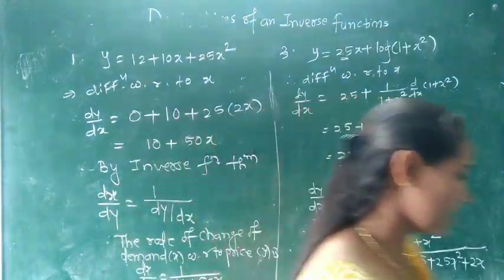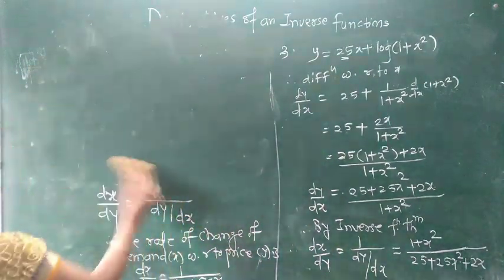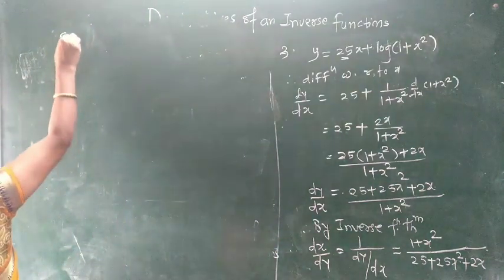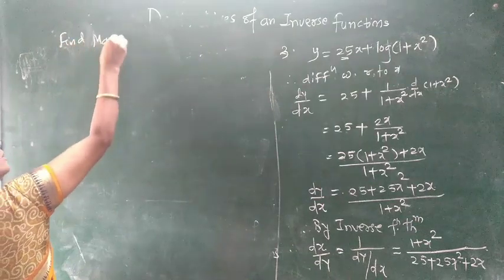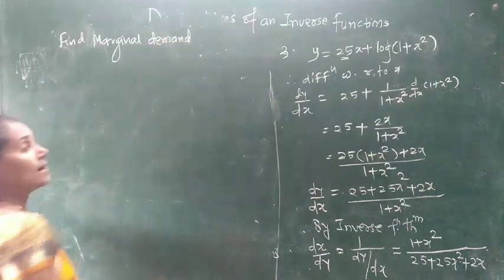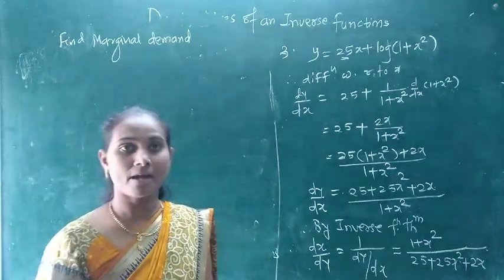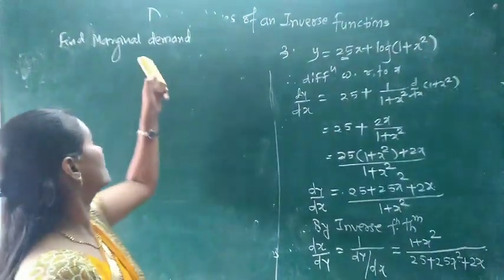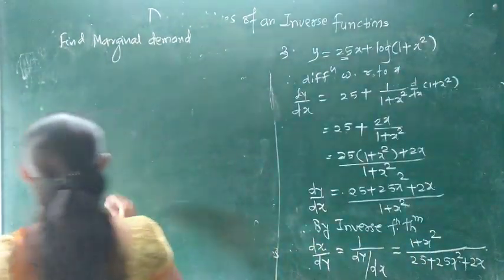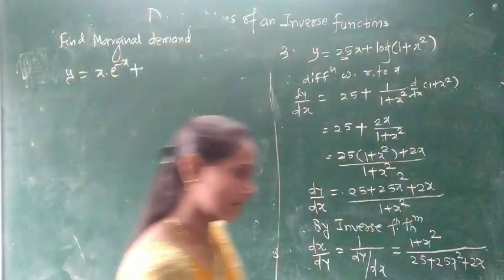Now the next question: find the marginal demand of a commodity, where demand is x and price is y. Marginal demand means the rate of change of demand with respect to price. Remember that y is equal to x into e raised to minus x plus 7.